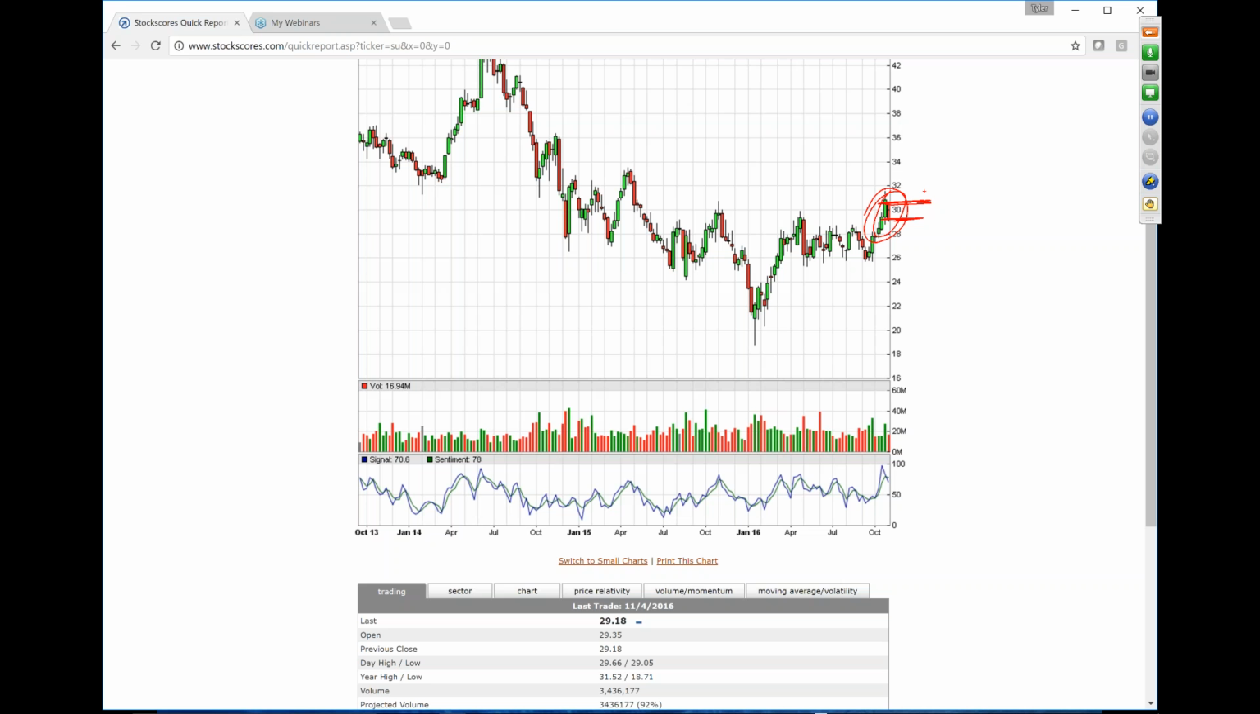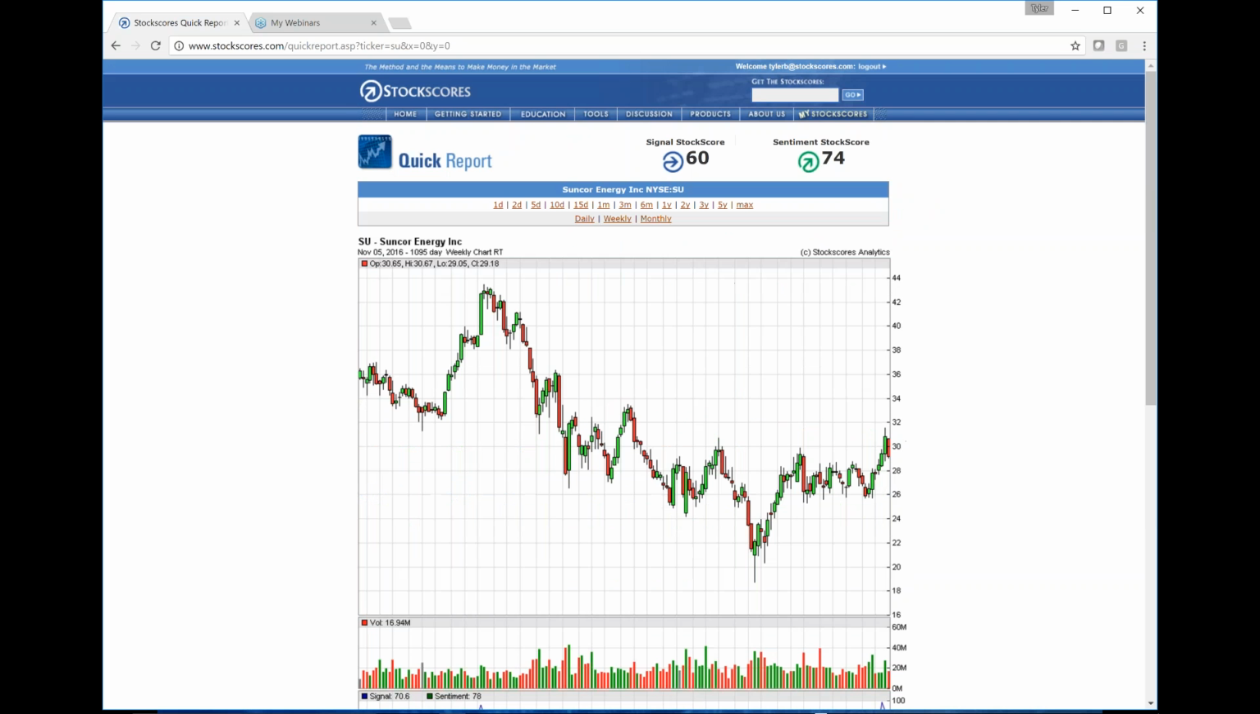All right, so that's what these colors mean. Anytime it's red, it means it closed below the open. And on the volume, red means it was down for that period. Green means it was up for that period. All right, so now we can go in and do the market scan.